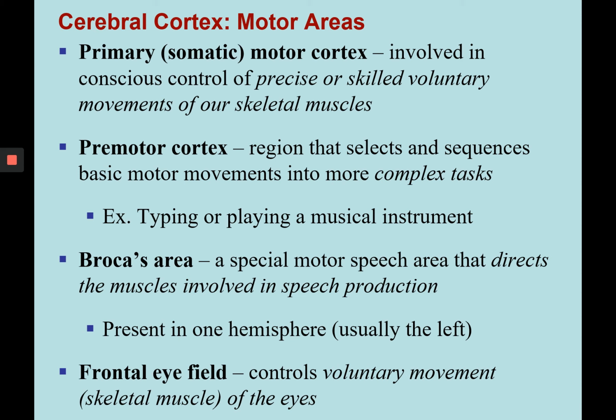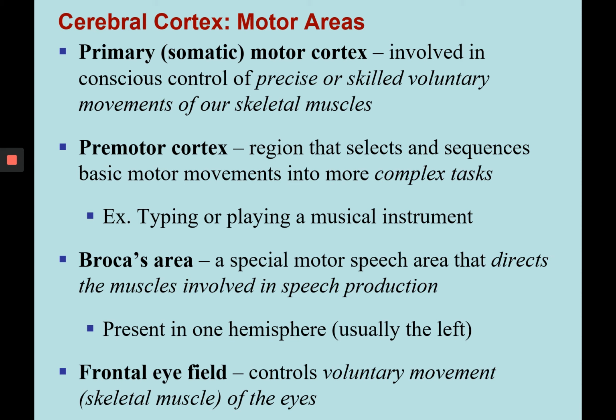So with that being said, with this basic understanding of how the brain works, very simply how the central nervous system works, let's look more at the cerebral cortex. We'll start with the motor areas, and there's 4 that we just want to acknowledge here, which are the primary somatic motor cortex, the premotor cortex, the Broca's area, and the frontal eye field. These are all motor areas.